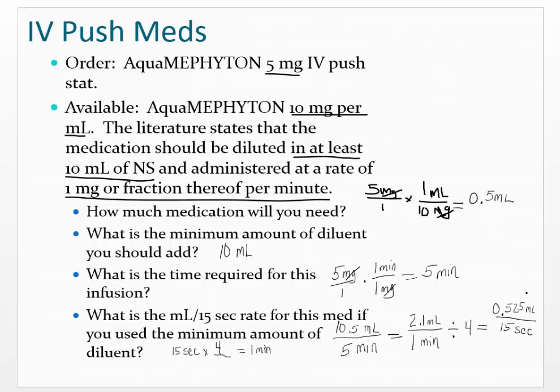Now, we probably cannot measure this accurately with any syringe. This is giving us a good approximation for the rate. So we would measure about a 0.5 milliliter every 15 seconds. And if we're going right about a 0.5 milliliter every 15 seconds, we're going to give approximately 2.1 milliliters in a minute, and we'll take approximately 5 minutes to give this infusion.